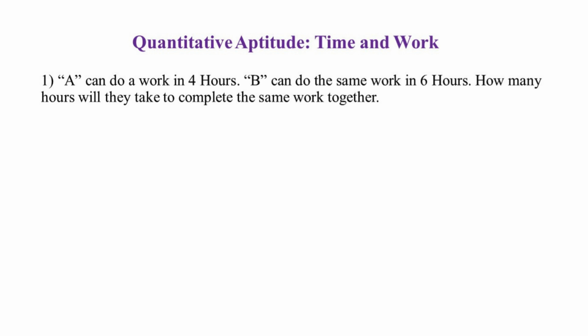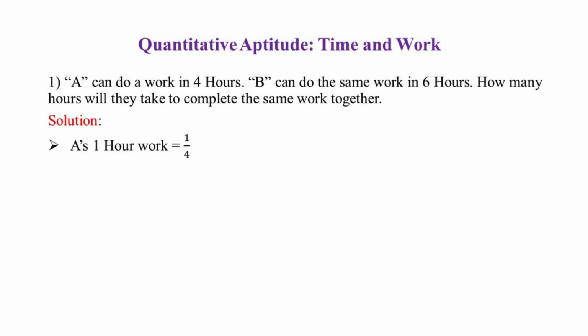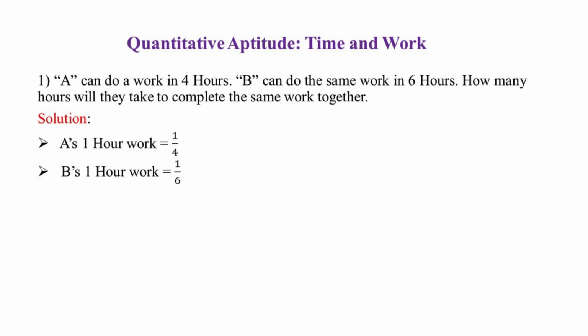So the solution is like this. First they are telling A can do the work in 4 hours. So that means for per 1 hour how much work will A do? In 4 hours A is doing some work, so in 1 hour A's work is 1 by 4. Then B's 1 hour work is 1 by 6.